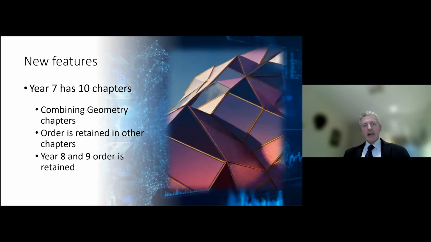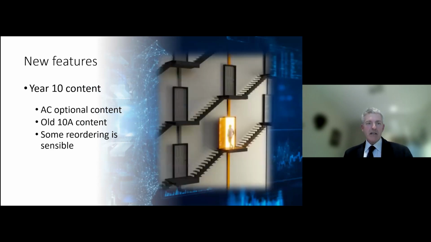Now, Year 7, I'm going to mention quickly, has 10 chapters. You might remember, for anyone who's been using the previous Australian curriculum textbooks, we used to have 11 chapters in Year 7, but we've brought that back to 10 by combining the geometry chapters. There used to be 2, but now there is 1, just to make it a bit easier for teachers to fit the curriculum into their year and to address the new Australian curriculum. The order is retained, however, in the other chapters, which is good, and the Year 8 and 9 order and the number of chapters has been retained.